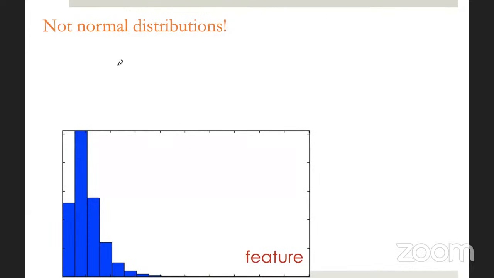All right, so, not normal distributions. When you see the histogram of a feature from the data set, this is basically the distribution of a feature. So what kind of distribution is this? Do we have skewness in this, or is it a perfectly normal distribution? It's a skewed distribution, right? A positive skew distribution that you can see here.